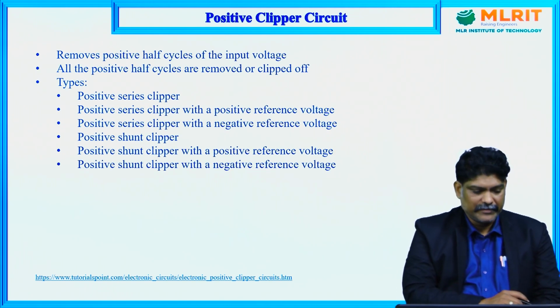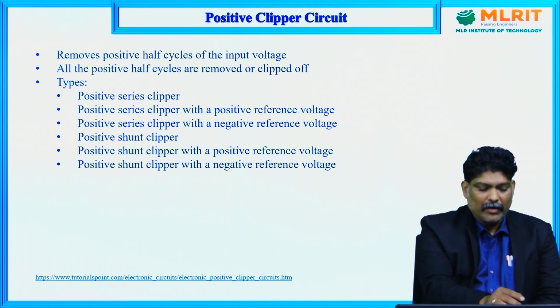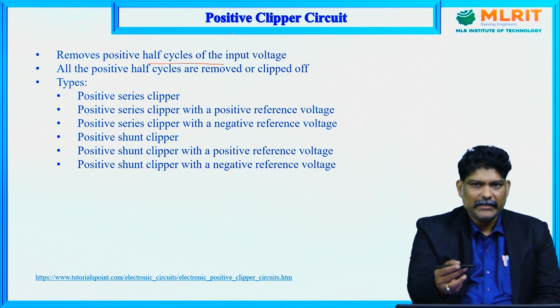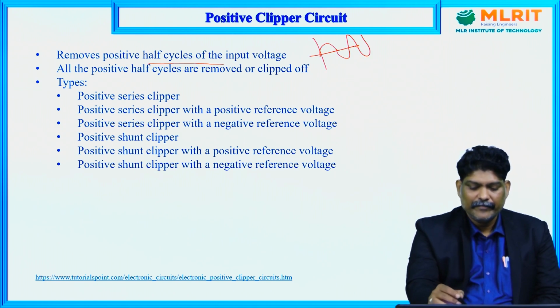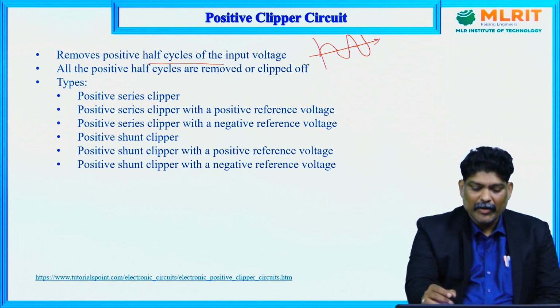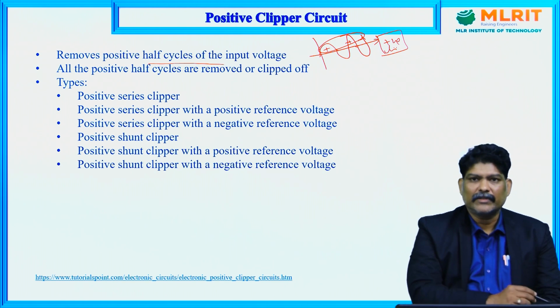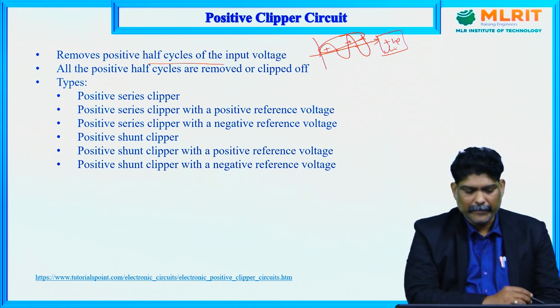Positive clipper circuit. It removes all positive half cycles. Positive means all the positive side. For example, this is your AC signal and a positive clipper. If you apply this signal to a positive clipper, what happens? All the positive side will be clipped off. The positive portion of the input signal will be removed.